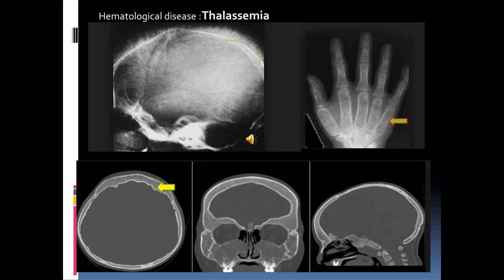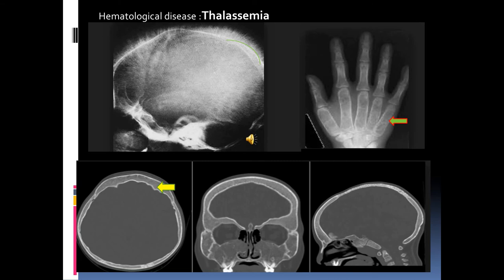In the hand also, we suspect that there will be hyperproliferation in the area of the bone marrow. So we can see that the arrow is marking the metacarpals of the hand, and that's showing slightly expansive bony changes, and this represents changes of thalassemia. There is expansion of the metacarpals. You can notice them in the whole metacarpal bone.